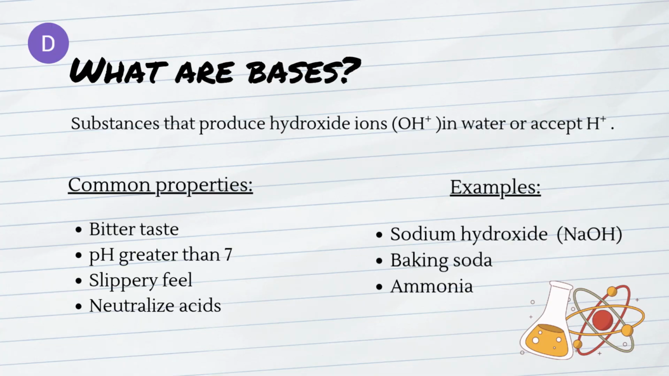What are bases? Bases are substances that produce hydroxide ions in water or accept H plus ions. Common properties of bases are that they have a bitter taste, pH greater than 7, slippery feel, and neutralize acids. Examples of bases are sodium hydroxide, which is NaOH, and baking soda.